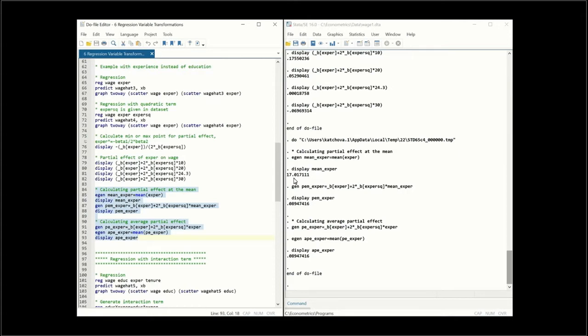And then we can generate the partial effect of the mean for experience, which is the coefficient plus twice the coefficient of the squared term times the mean experience. And then we have this being 0.09. So for the average person, each additional year of experience brings about 9 more cents in wage. To calculate the average partial effect, we would simply generate this value for everyone in the sample. So for each observation, depending on their experience, we would get the partial effect. And then we would simply take the average of these partial effects to get the average partial effect for experience. And we see this is the number for the average partial effect.